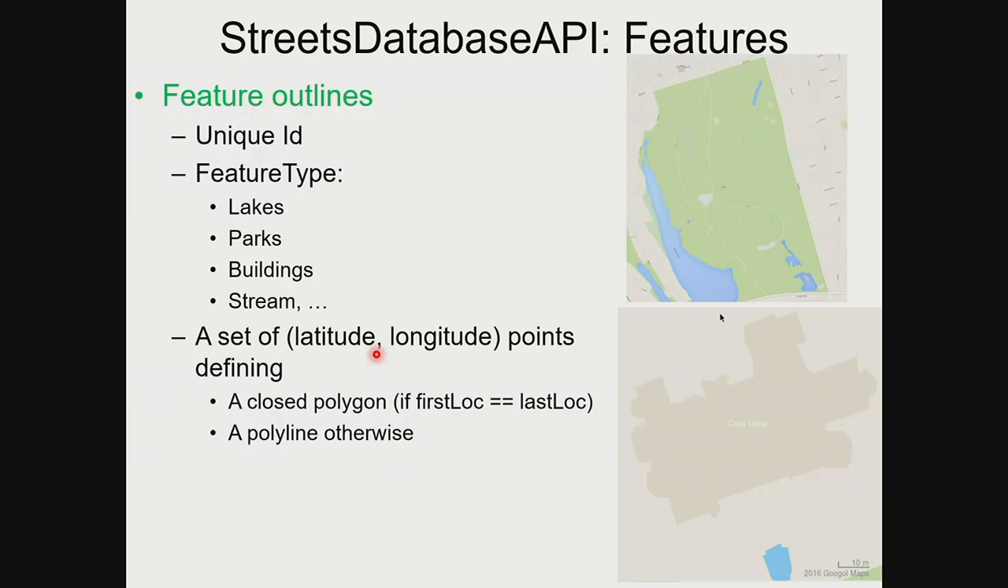A polyline, however, doesn't have the same first and end point, and it can represent, for example, a stream in a park. Any stream doesn't loop around. That's a polyline. You're going to rely on these heavily in milestone 2 when you're trying to visualize these features, because knowing whether this is closed or open will change your code somehow to visualize it.